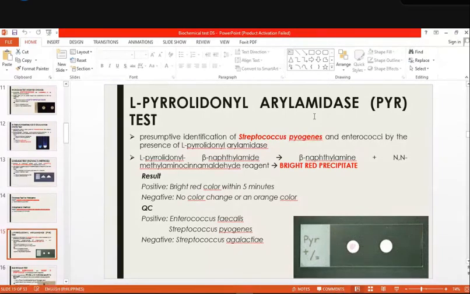Ma'am, it is used for the identification of Streptococcus pyogenes and Enterococci by the presence of... Yun, ma'am. Ano yun? Ano yung L? Ma'am, basta yun po. Ano nga yun?